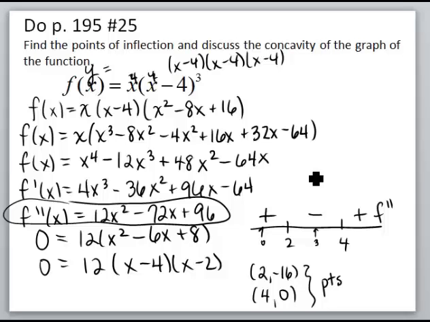Your concavity is going from 0 to 2 and 4 to infinity. Those are the concave up intervals. And then the concave down interval is from 2 to 4. So that one is concave down.